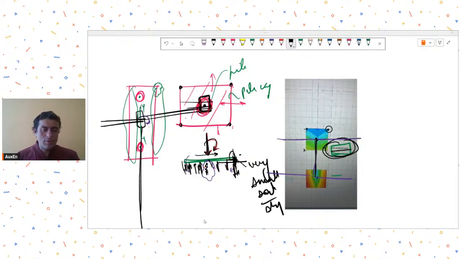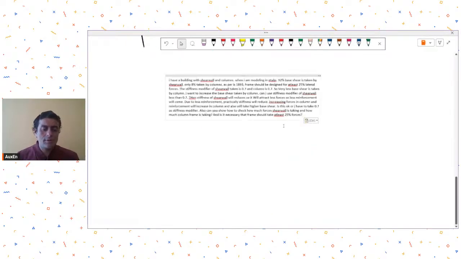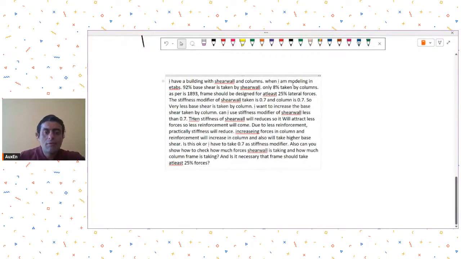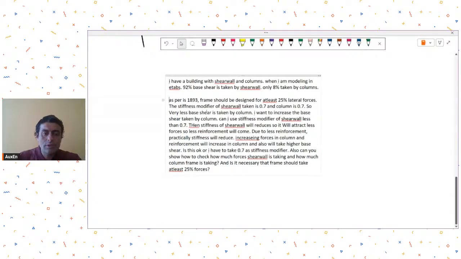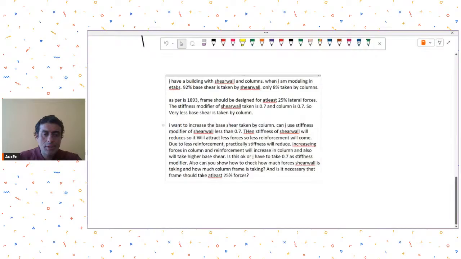Then the next query is from engineer Rohit Kashyap. He's from Guwahati, and he's saying, I have a building with shear walls and columns. When I'm modeling in ETABS, 92% base shear is taken by shear wall, only 8% being taken by columns. As per IS 1893, frames should be designed for at least 25% of lateral forces. Stiffness modifier is this, so very less base shear is taken by column. I want to increase the base shear taken by columns. Can I use stiffness modifiers?